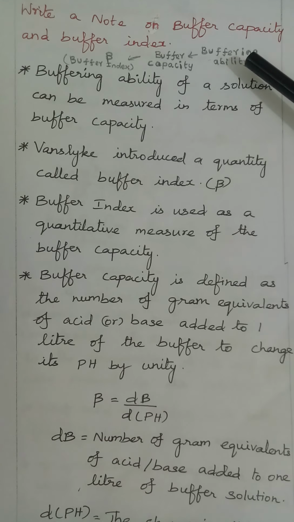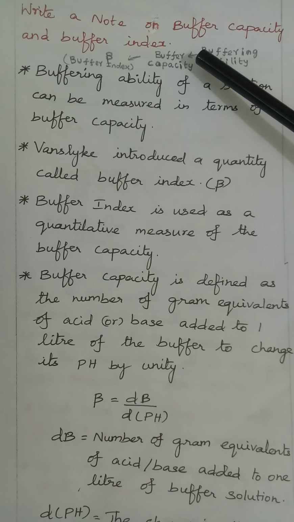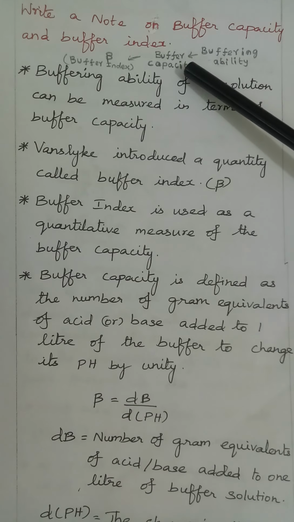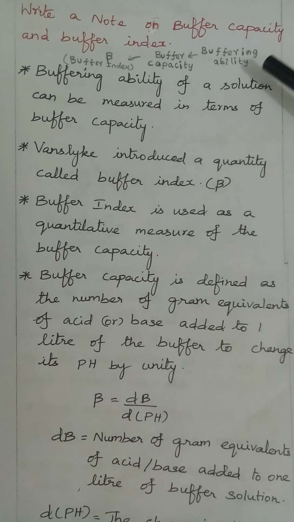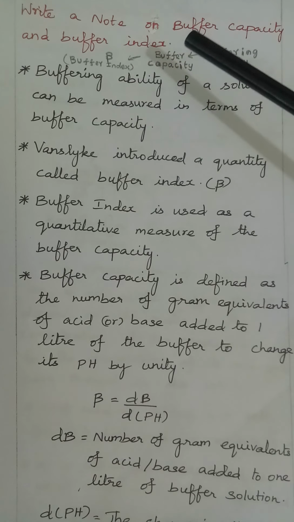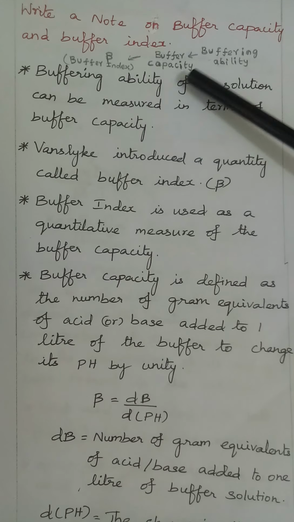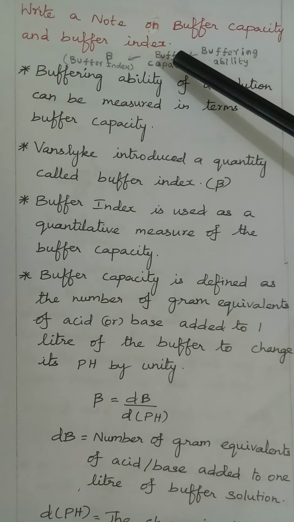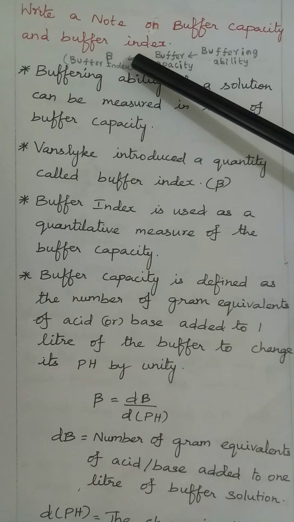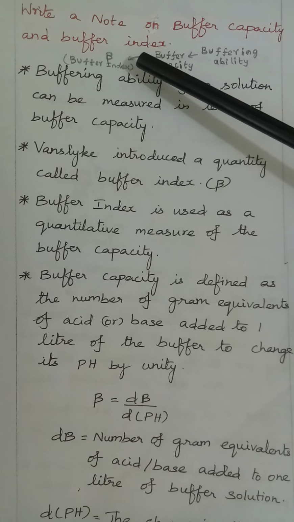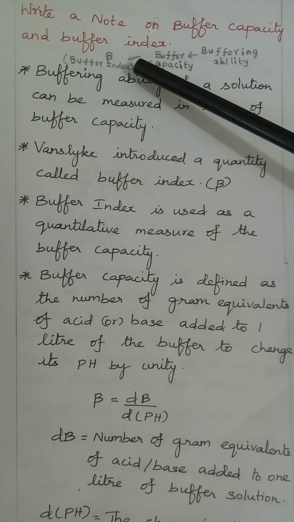Buffering ability can be measured with the help of buffer capacity. What is buffering ability? If the solution has the ability to act as a buffer solution, that is buffering ability. Buffer capacity can be measured with the help of buffer index. The symbol for buffer index is beta.